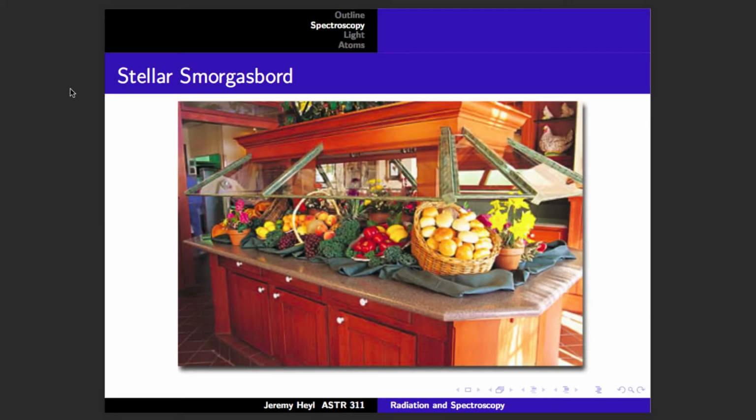So how does this work, right? Let's think about how we figure out what materials the star is made of. Let's imagine that we have a buffet of light, all different types of light. Imagine it as different types of food, so different colors of light. Some colors of light would be grapes, and others would be steak.